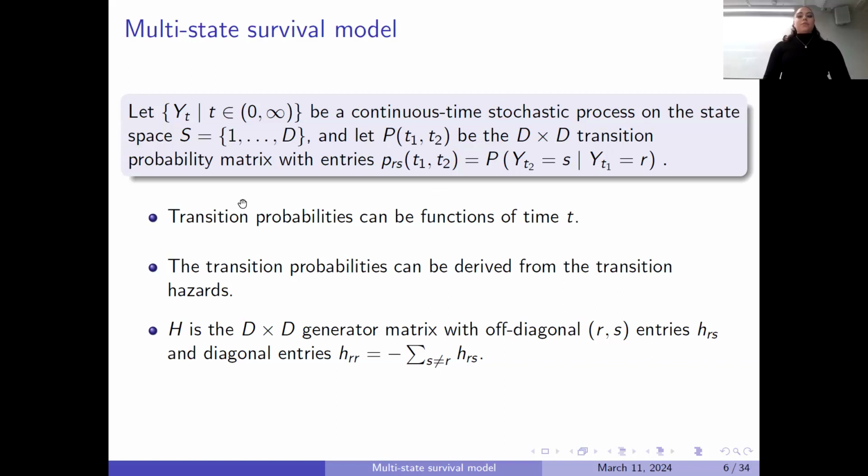Right. So we're talking about the probability transition matrix that can be derived from the transition hazards. So we define the transition hazard. We're also going to have as many transition hazards as possible transitions. Sorry. And then we're going to have the generator matrix. So the generator matrix is going to help us.